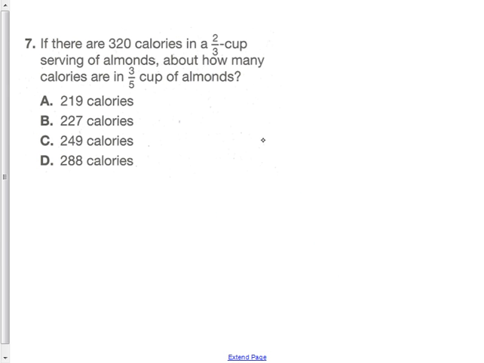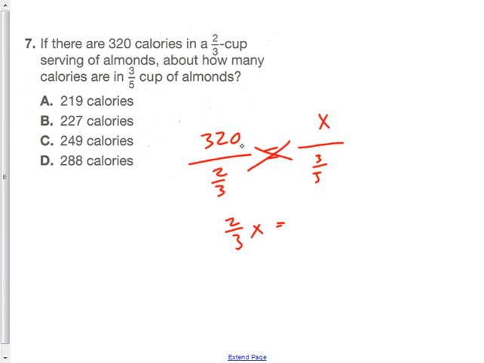All right, if there are 320 calories in 2/3 a cup serving of almonds, about how many calories are in 3/5 a cup of almonds? Okay, so we have 2/3 a cup here, and we have 3/5 here. So again, we just need to set up this proportion. Let's cross multiply. We'll get 2/3 times X is equal to, okay, now here we need to multiply 320 times 3, and then we're going to divide by the denominator, which is 5. And that gives us 192.